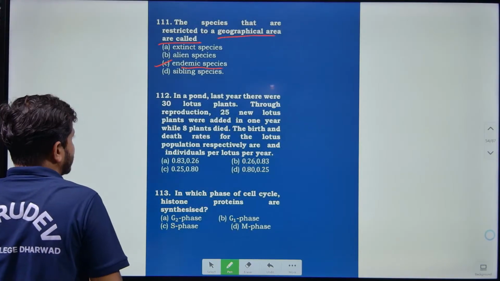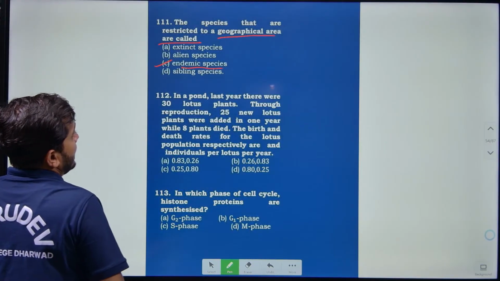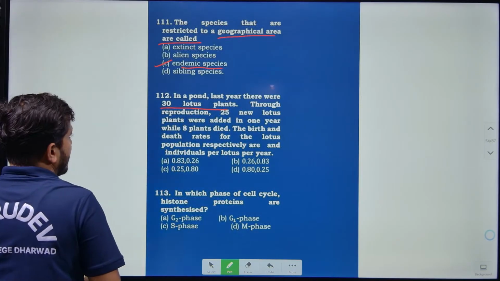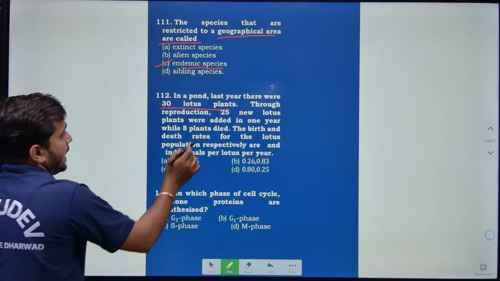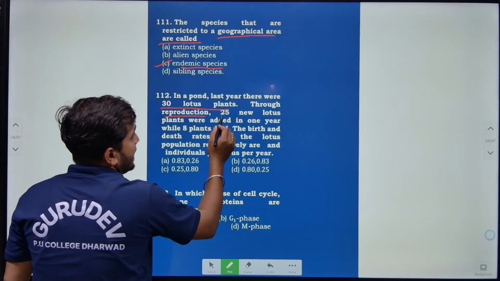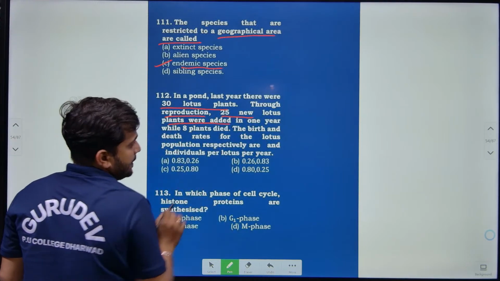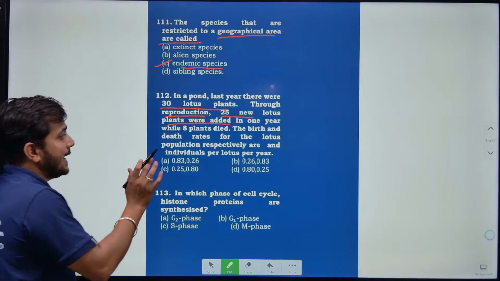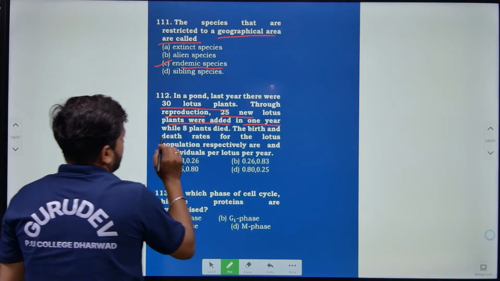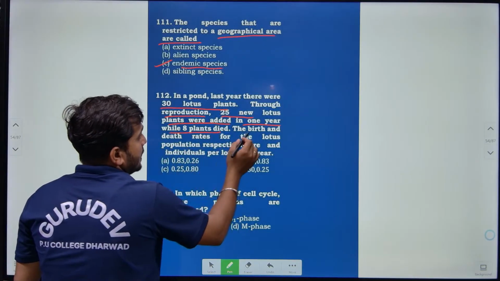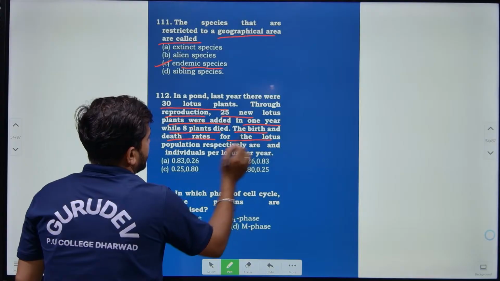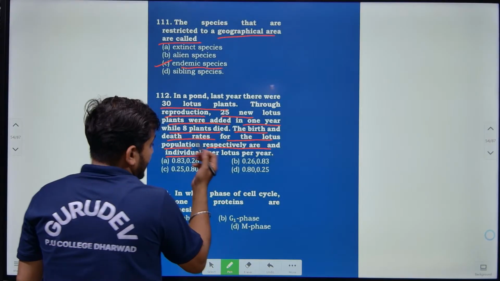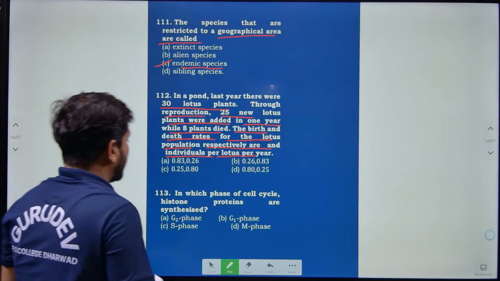Then the next question: in a pond last year there were 30 lotus plants, right? Through reproduction 25 new lotus plants were added in 1 year, while 8 plants died. The birth and death rates for the lotus population respectively, in individuals per lotus per year, are what we have to find out.